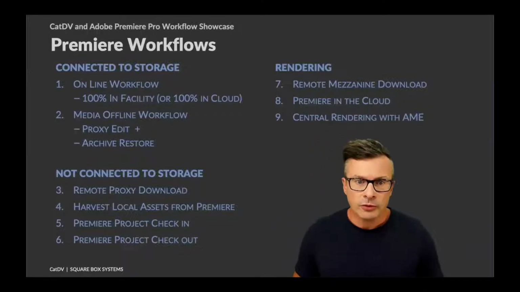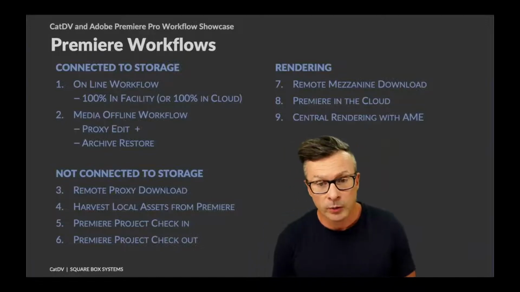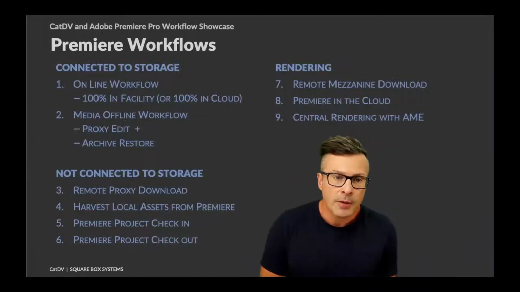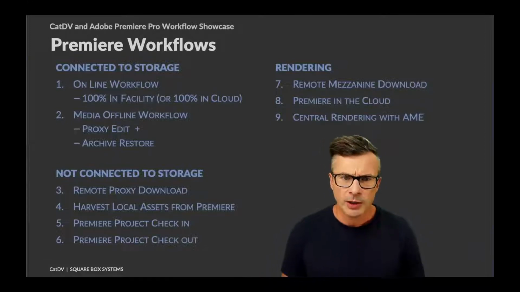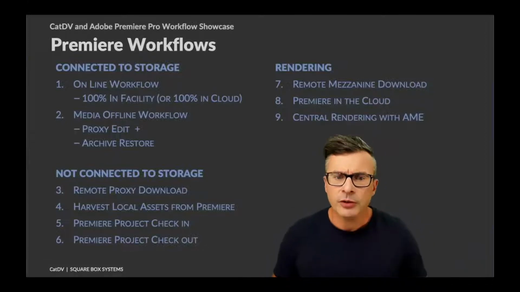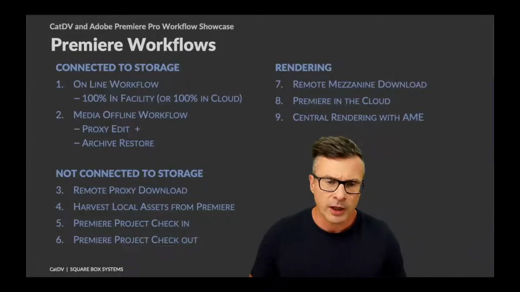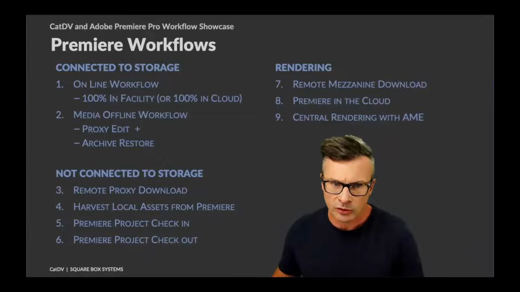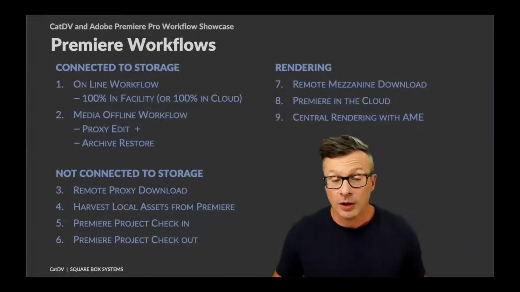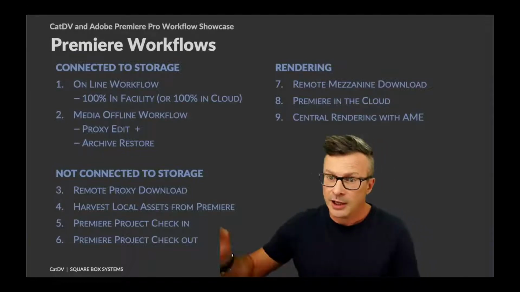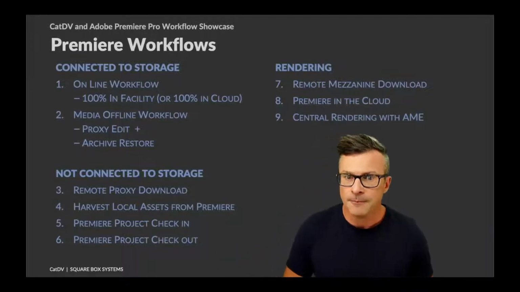Then we move on to some new stuff that's very relevant to the lockdown world that we currently inhabit, and some stuff that we have shown briefly before, but we're going to go into a bit more detail about. The third thing is our remote proxy download: being able to pull content out of a CatDV server that is not connected to storage, being able to harvest local assets and then check in and check out so that I can do some work on a project and then hand it off to Matthew or vice versa. And we'll see that going on as we proceed.